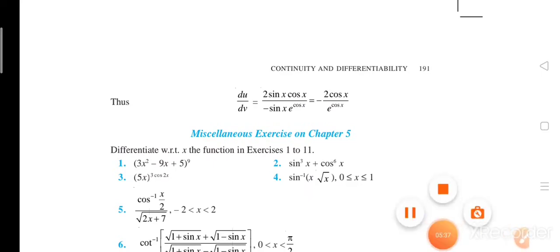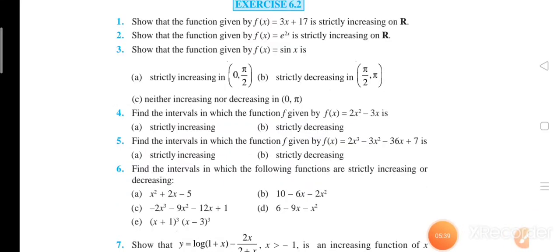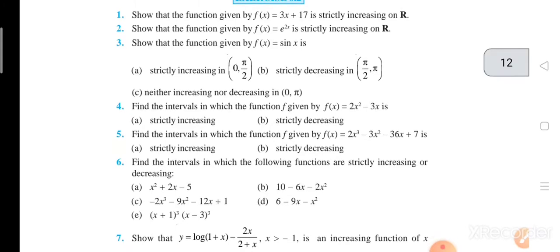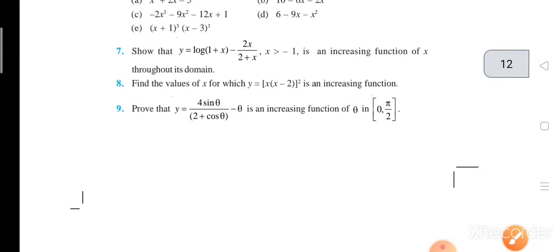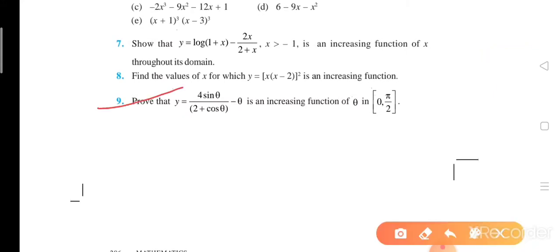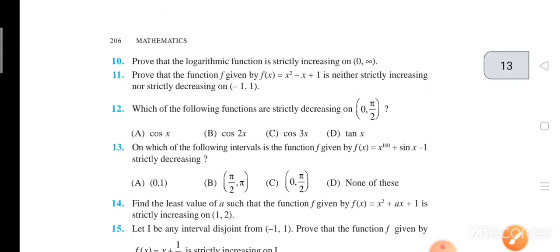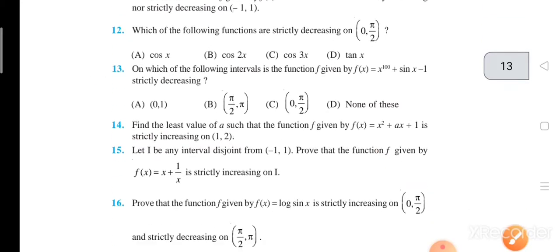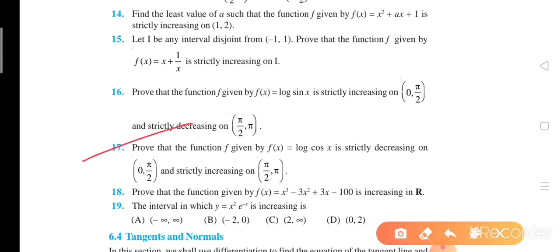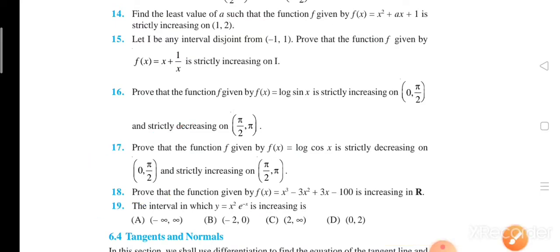Now come to chapter 6. From chapter 6, exercise 6.1 is not the part of your syllabus. 6.2, so here you have to do question number 4, 7, question number 9, next 11, 15, 17 and 19. These are important problems.